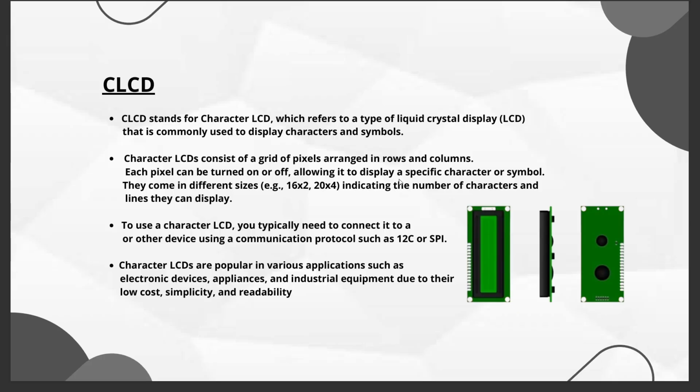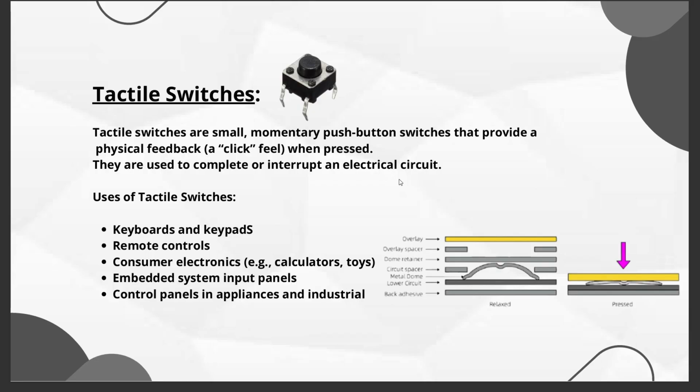CLCD. CLCD stands for character LCD. It refers to a type of liquid crystal display. It is commonly used to display characters and symbols. Character LCDs consist of grid pixels arranged in rows and columns. Each pixel can turn on and turn off, allowing it to display a specific character or symbol. They come in different sizes, and these are used for communication protocols such as I2C and SPI protocol.